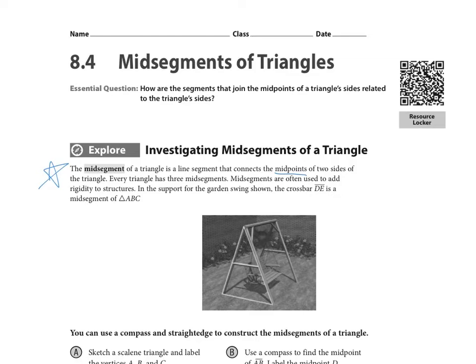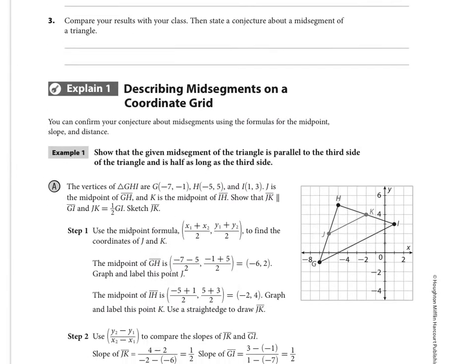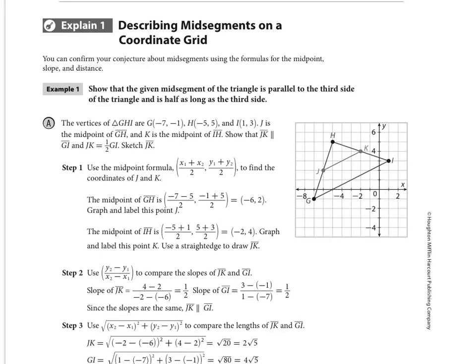On page 396, the next page, we're going to be talking about describing mid-segments, again using the idea of coordinate geometry, putting the points on a coordinate plane. And you can see here in example 1, part A, we are showing that the given mid-segment of the triangle, so the mid-segment would be this line JK, is both parallel to the third side of the triangle, third side meaning the side that does not include the midpoints, so that would be GI.